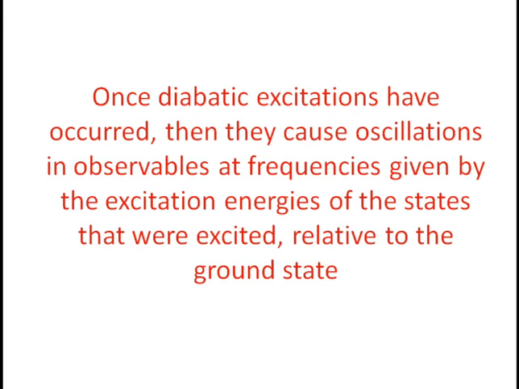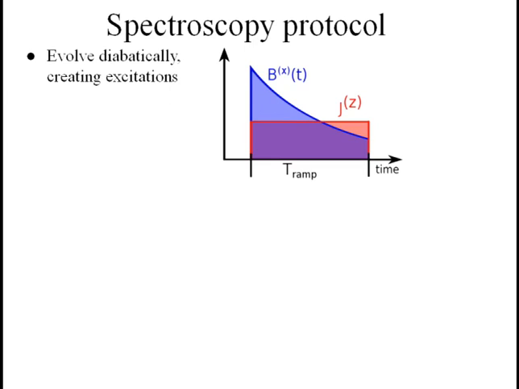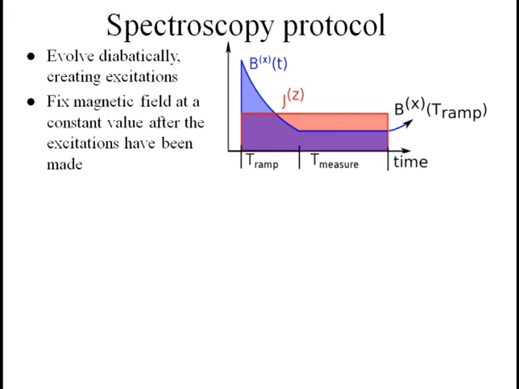We want to find a protocol that we can use to carry out this kind of spectroscopy. We'll get a time series, and then we'll effectively do a Fourier transform on that to pick out the frequencies that are present in the signal. So we run through the experiments exactly the way that they're done, knowing that we're going to diabatically create excitations. And then at some point in time, we fix the magnetic field and stop. Then we just hold it at that value and run the experiment for a longer period of time.